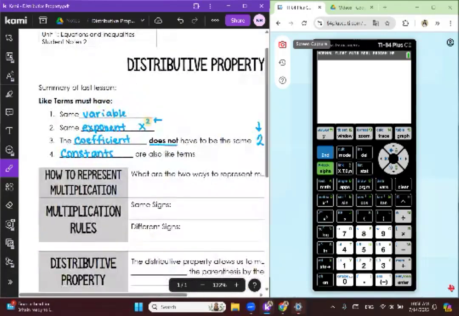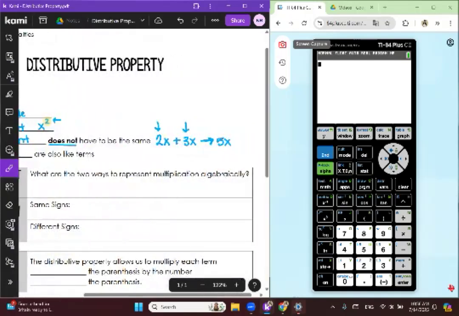Anyway, what are the two ways to represent multiplication algebraically? What are the two different ways that we show multiplication? We talked about this a lot last year. We could show it using a dot, or we can show it using parentheses. So both of those represent 2 times 3.